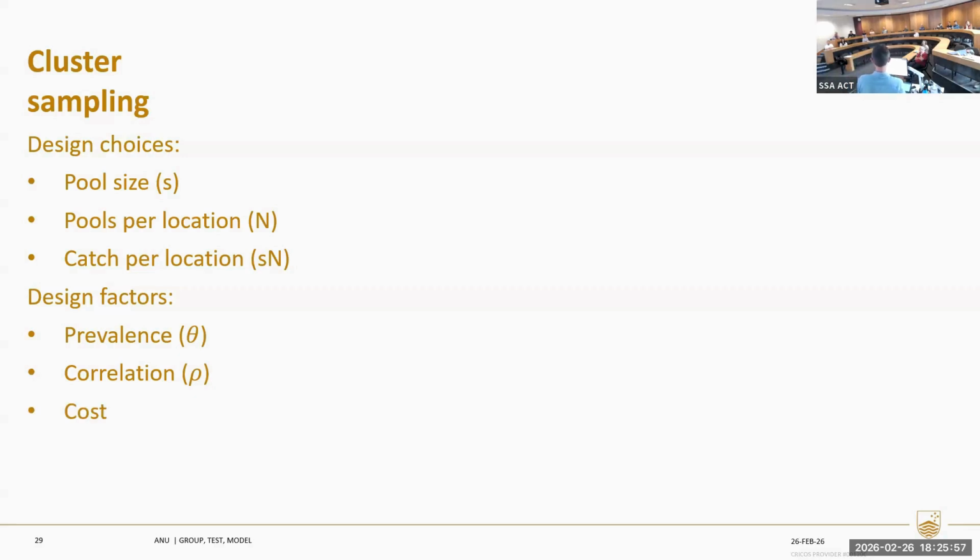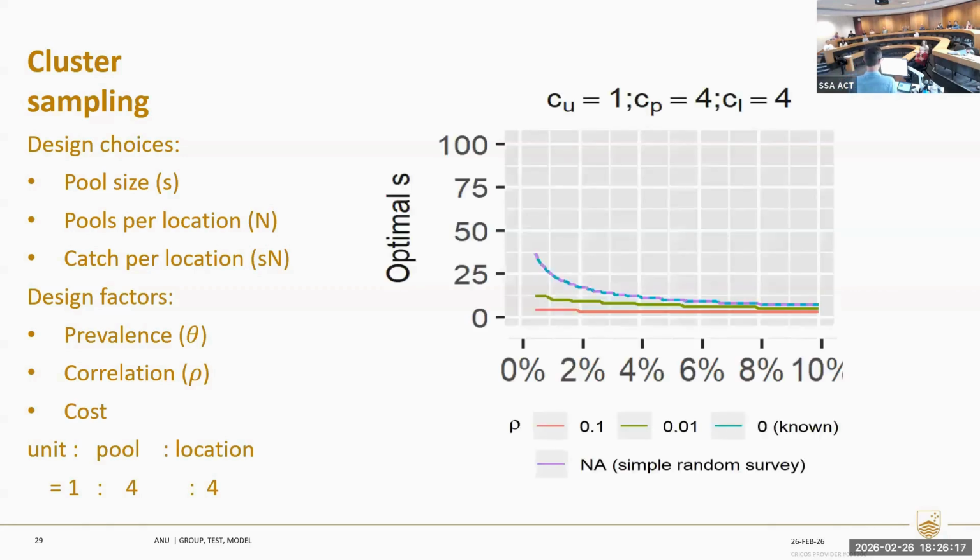Again, if we're optimizing something, we need to think about costs. The costs are the cost per unit, the cost of collecting one mosquito; the cost per pool, which is the cost of doing a test; and the cost per location, the cost to actually go out there. Here, for example, assuming they have a ratio of 1 to 4, the optimal really strongly depends on how much clustering there is. For some of these diseases, it's not unreasonable to think that the intra-cluster correlation coefficient would be as high as 0.1, so it is very constant in space.